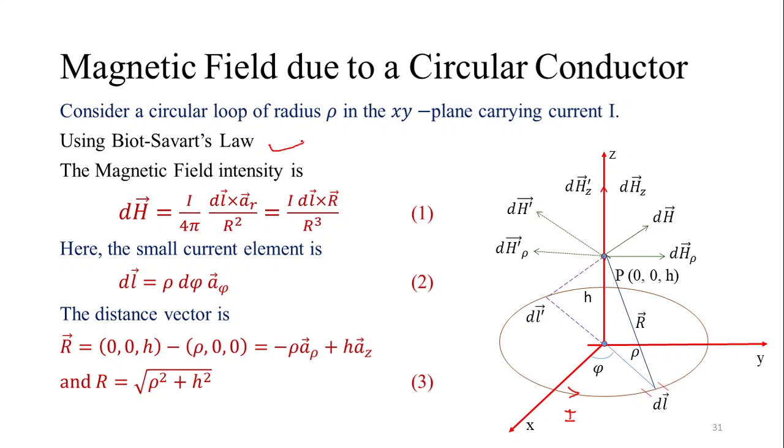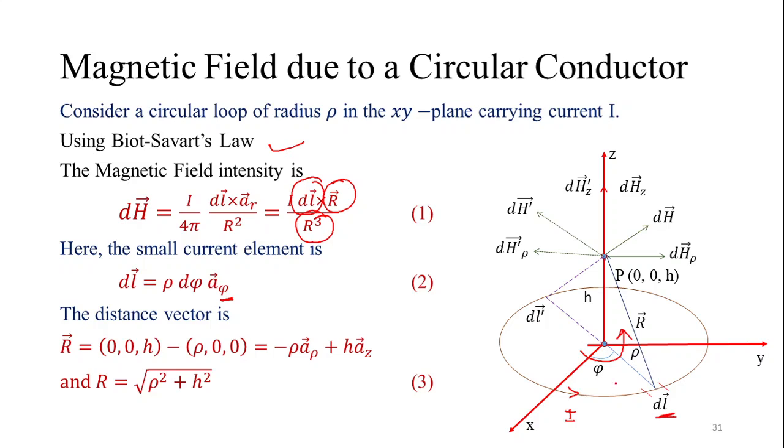Now, using Biot-Savart's law, we can define the magnetic field density dH vector as I by 4 pi dl cross aR divided by R square, or I dl cross R vector divided by R cube. Here we need to find the dl, R vector and R cube. So here we are having the dl element along the phi axis, so this dl is along a phi vector.